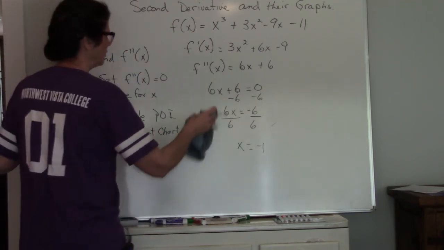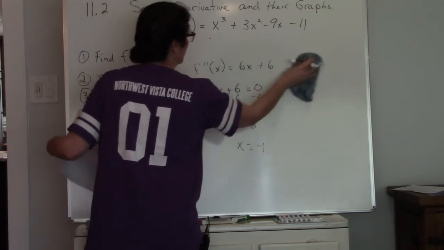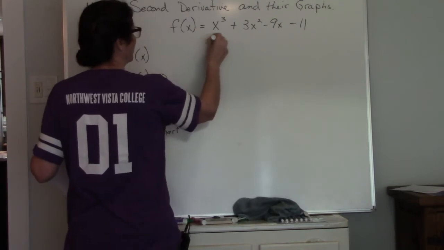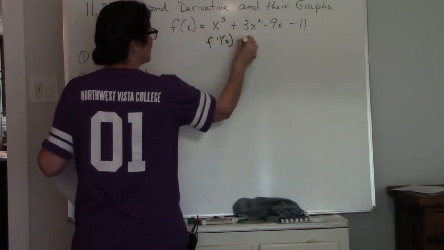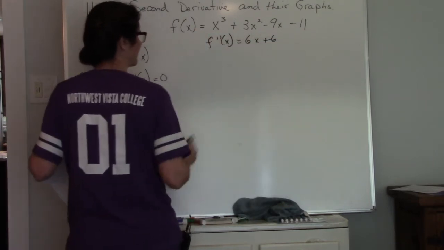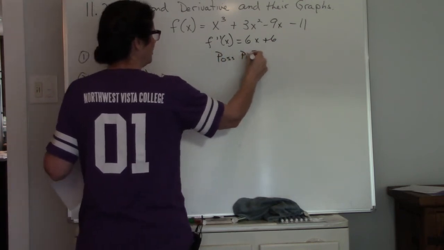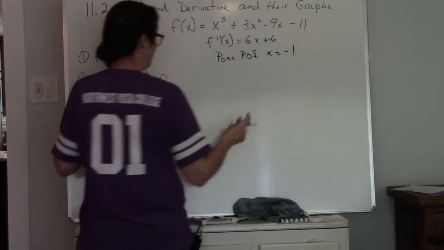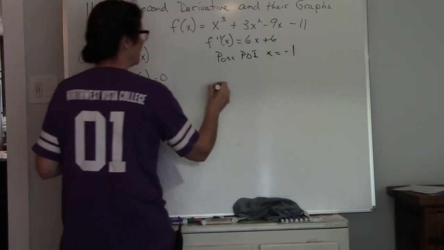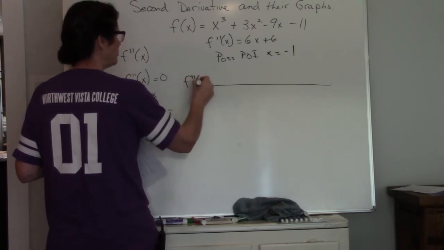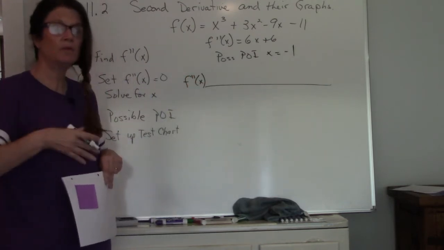Okay, so I'm going to have to erase this. I'm going to rewrite that. So we have our second derivative was 6x plus 6. Our possible point of inflection was x equals -1. So now I'm going to set up my test chart. Again, label your test chart so you know exactly what it looks like.